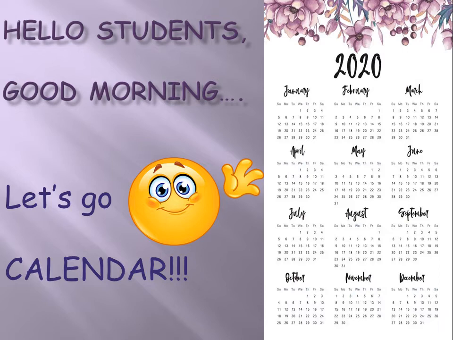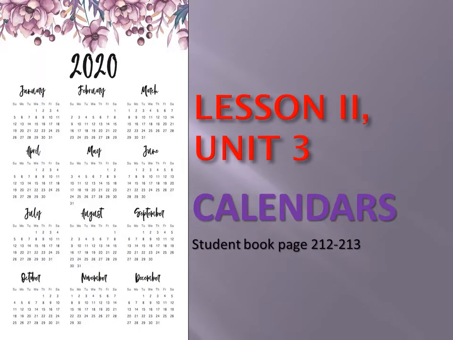So today we're talking about something new. Yes, new, but still within the lesson we've been looking at. Today, let's go calendar. So let's see the next thing we have. It's still lesson 11, but here we have unit 3, and we're talking about calendars. Our student book is from page 212 to 213. Today, we happen not to have the workbook exercise. All right, now let's see what we have next.